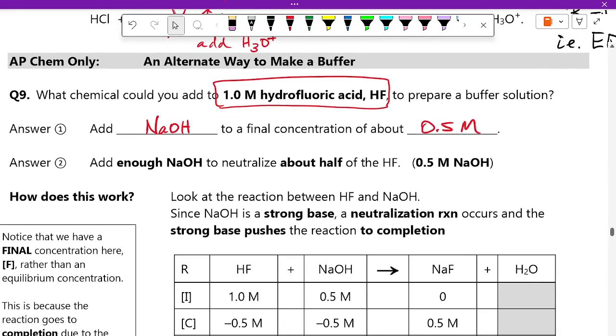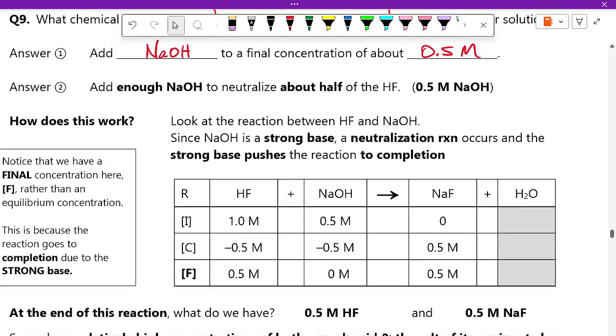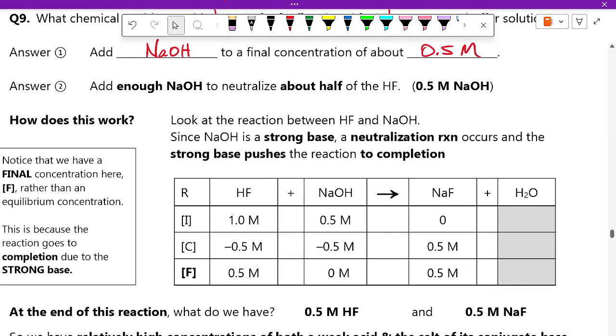And look, here's our RICFA table. We got our final. This one we are using molarity. Probably we should use moles, whatever. I'm assuming there's no change in volume. We're maybe adding solid sodium hydroxide. So there's no change in volume.